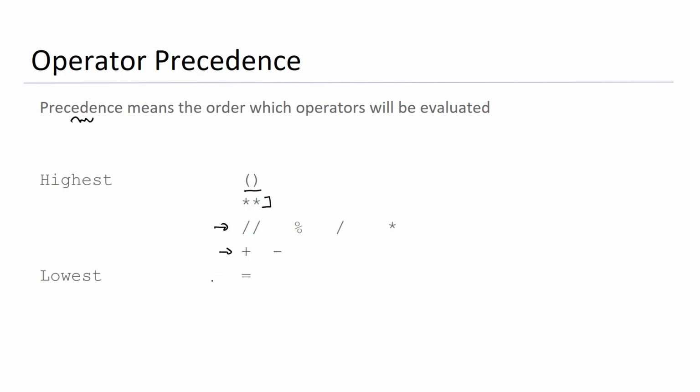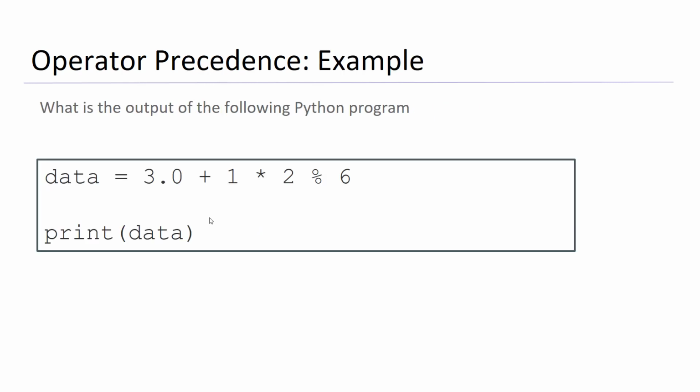And if you have an assignment statement, usually the assignment operator is executed last. So how does Python evaluate mathematical expressions using the operator precedence table that we have seen? Let's take a look at this example. Pause this video for a minute or so and try to find out the value in data and what the output is.